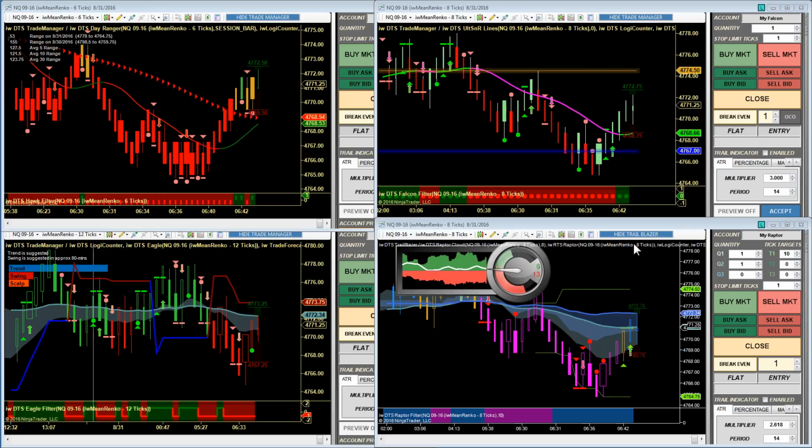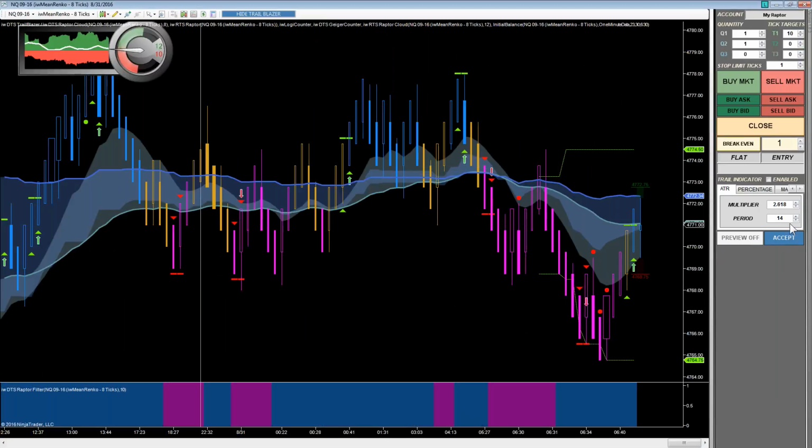Still waiting for a decent opportunity here on the NASDAQ. But if we don't get a decent signal printing, I will take a signal just so you can see how the software works. The Raptor, as I mentioned, is a blend of the other trading systems, so it incorporates elements of the Hawk, the Falcon, and the Eagle.